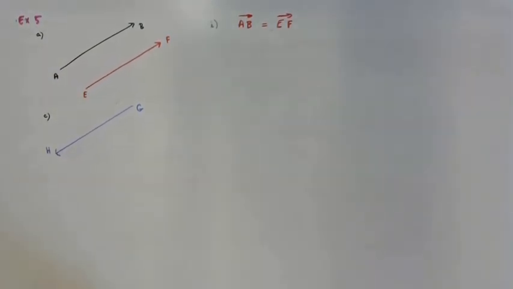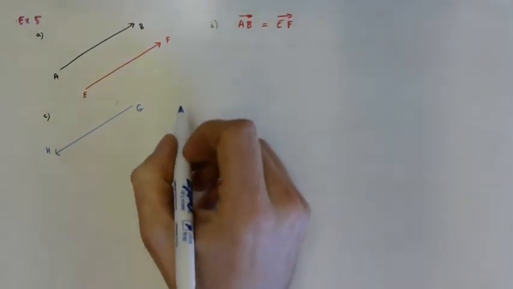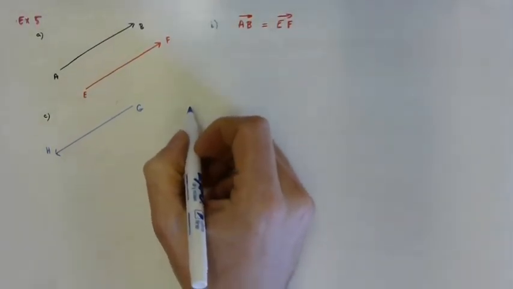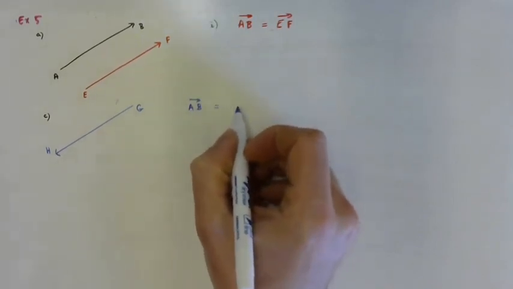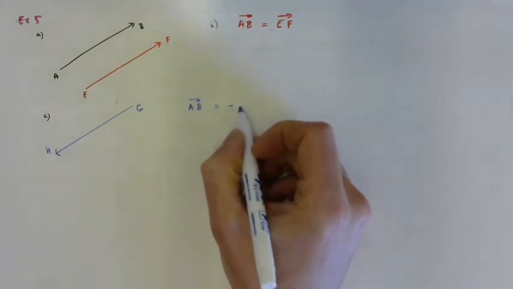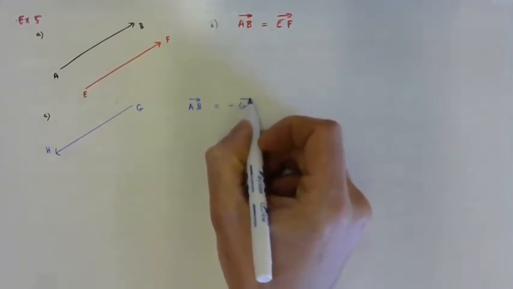And then D is to write an expression to show how AB and GH are related. We use the notation that we did just in our notes there. We have vector AB is equal to the opposite of vector GH. They have the same magnitude, but they are opposite directions.